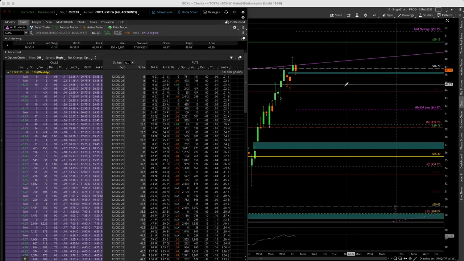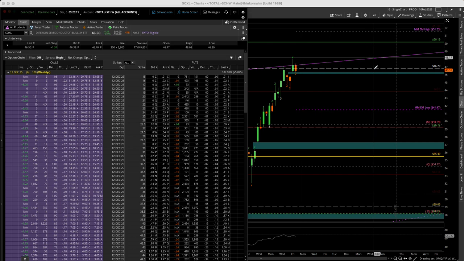So that's how we get these levels of 51.53 and 41.47, right? You just basically add $5.03 to 46.50 to get 51.53, and subtract $5.03 from 46.50 to get 41.47, right?